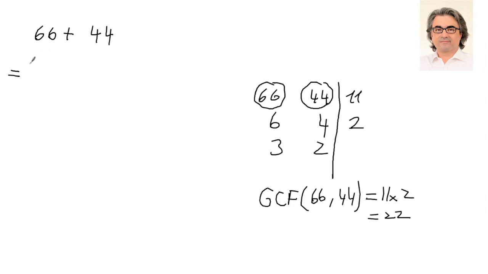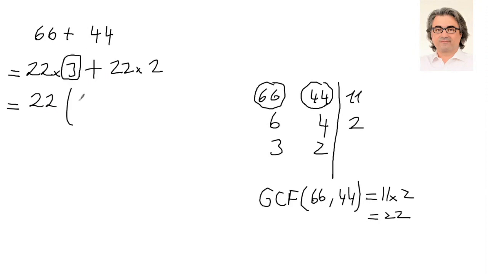So 66 is equal to 22 times 3 plus, after 66 plus comes 44, which is 22 times 2 at the end. Now I should write this operation as the multiplication of the greatest common divisor of 66 and 44 with, and don't write the multiplication symbol, 22 times which number gives you 66? Now it's here as you see, 3.